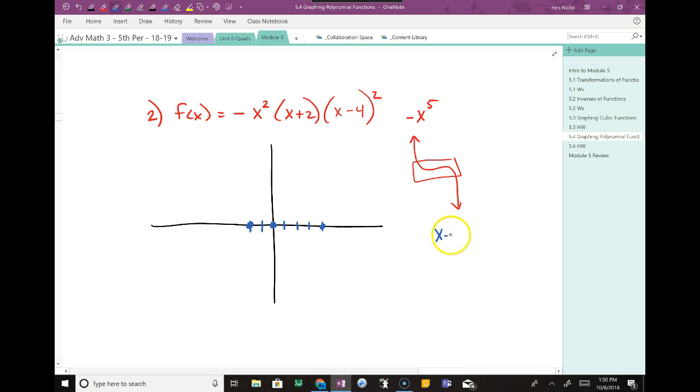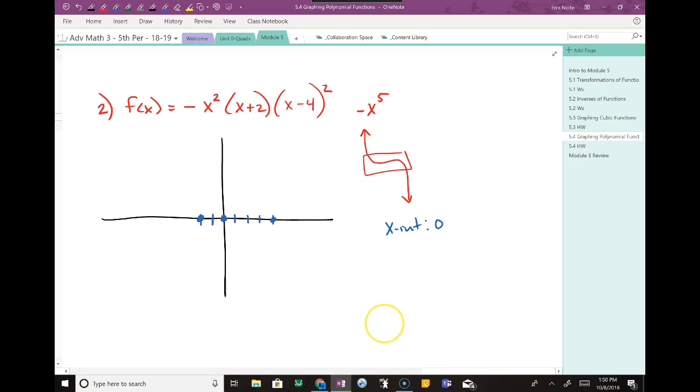So if I have x-intercepts, they intercept at 0. Tell me about 0. What is happening when we get to 0? It's a bounce. Okay, it has an even exponent, bounce. When we get to -2, what happens? It crosses. When we get to 4, what happens? It's a bounce.